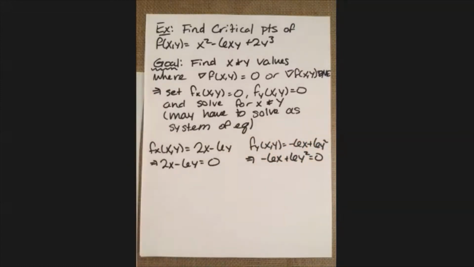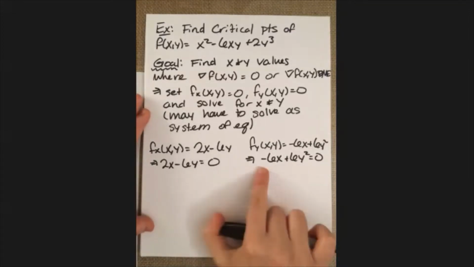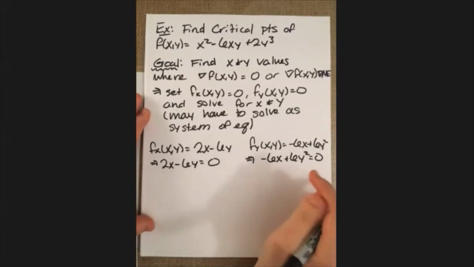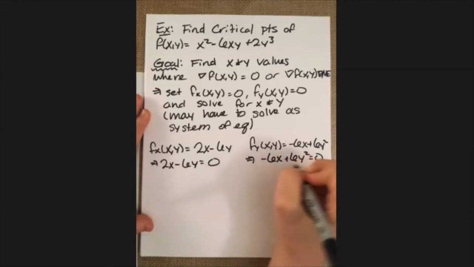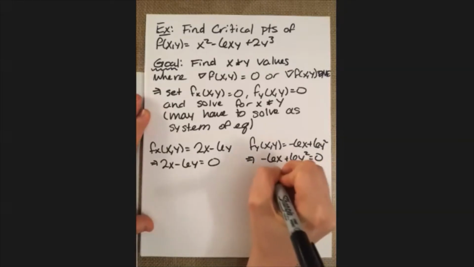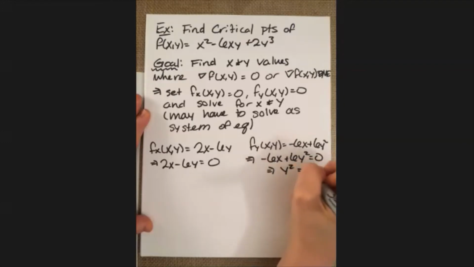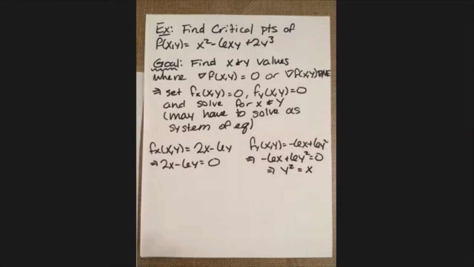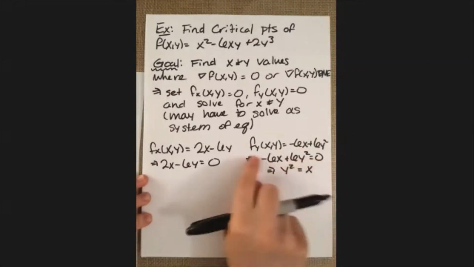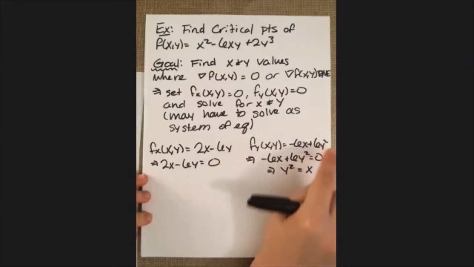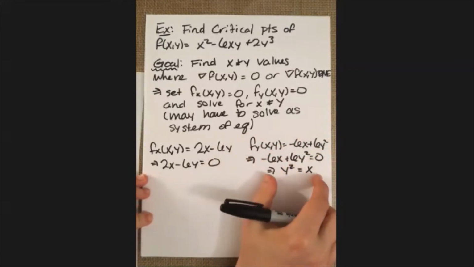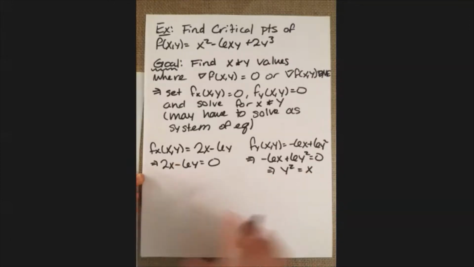And work on solving for x and y. I think that the easiest way to approach this is going to be to start by rearranging this formula because we're going to wind up with a really tidy expression of y squared is equal to x, okay? Now, this is as much information as we're going to get out of this particular partial derivative right here. So I can take this piece and plug it into here to solve for y.